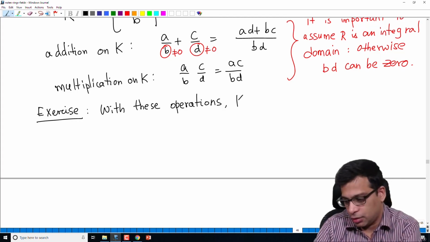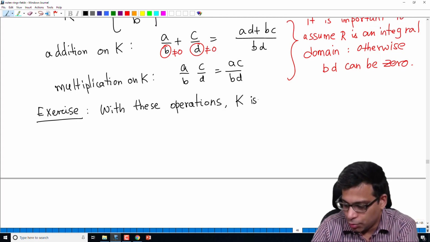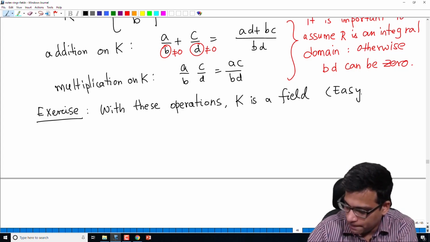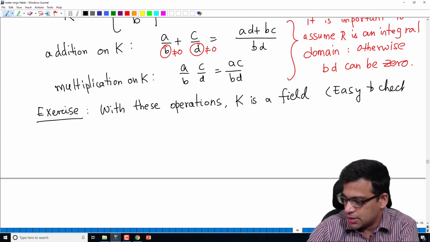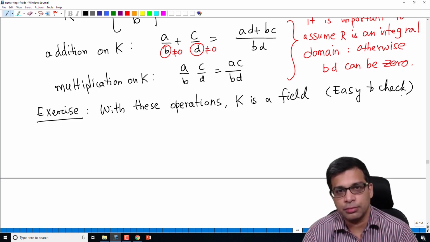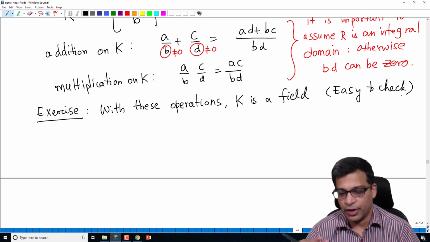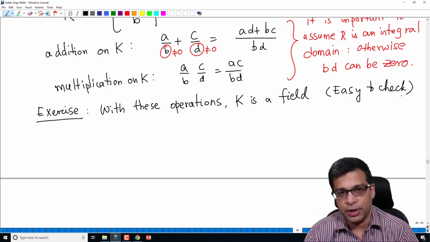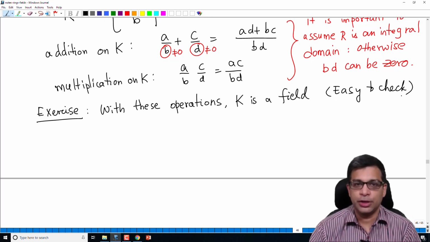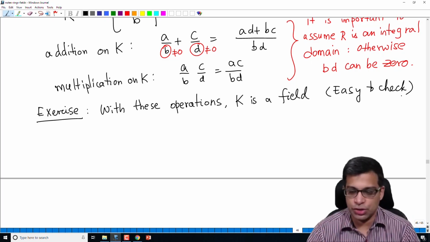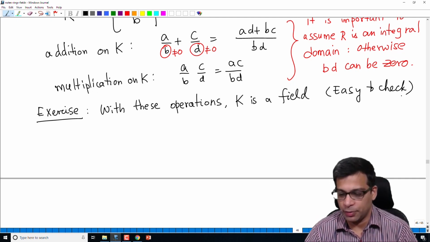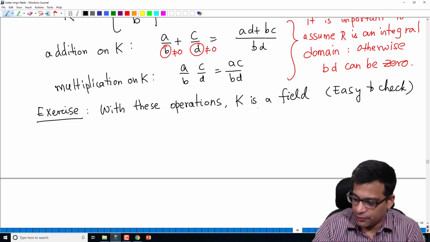K is in fact not just a ring, but it is a field, and this is an easy exercise. Okay, so I will not do this, I will let you check this. You can check that under the addition you have an abelian group. Under multiplication also every non-zero element has an inverse, certainly, because you take a by b, if a is non-zero, b by a is also an element of K, so a by b times b by a is 1. So it's in fact a field.